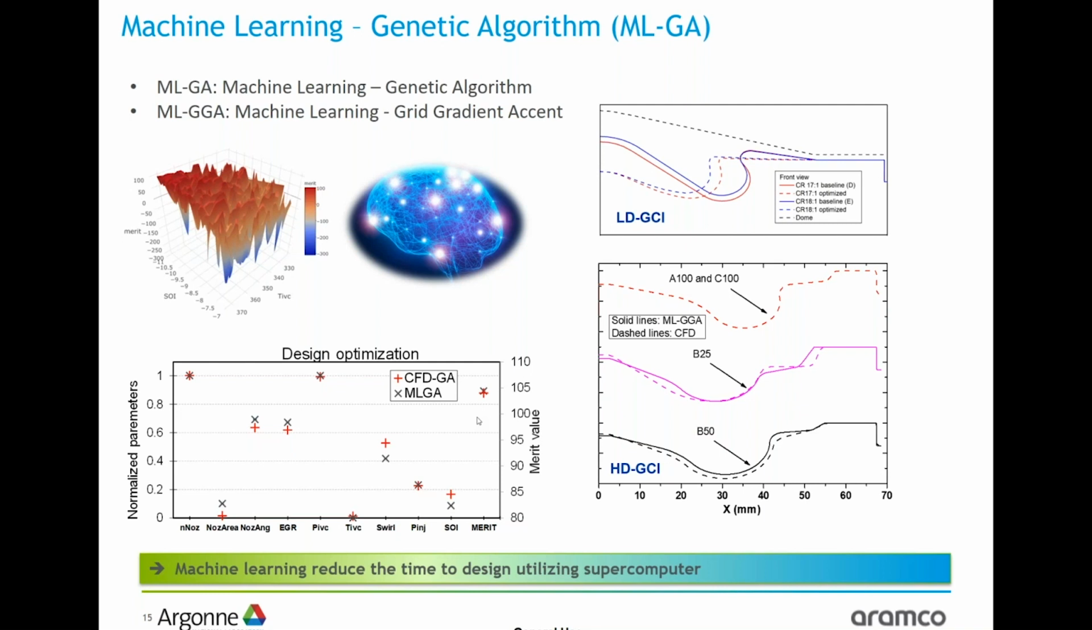And there's also a new method called the machine learning gradient ascent method. We also take this method to explore this geometry part. You can see there are a couple of applications here. One is for the light-duty GCI, gasoline compression ignition concept. The other one is for the heavy-duty GCI concept. So you can see there are pretty good, encouraging results compared to traditional methods.